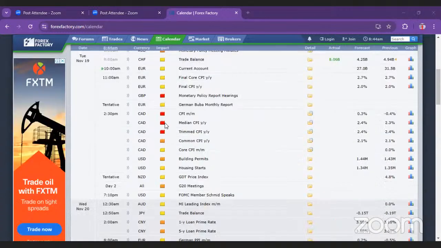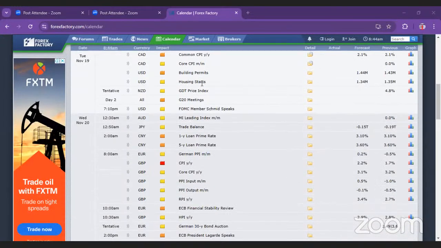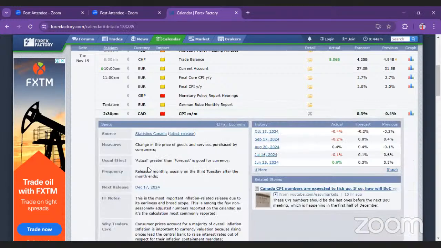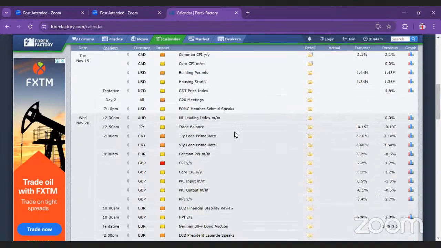So today we have CPI coming out on the Canadian dollar, median CPI, trim CPI, all of these will be coming out later on. Do we have anything on the dollar today? Not really. But these on the CAD pair are pretty high impact. So what we're looking for is to see if the actual is greater than forecast. If it is greater than the forecasted figure, which is 0.3%, then you just may see strength in the Canadian currency itself, which then of course impacts USD CAD as an asset class.